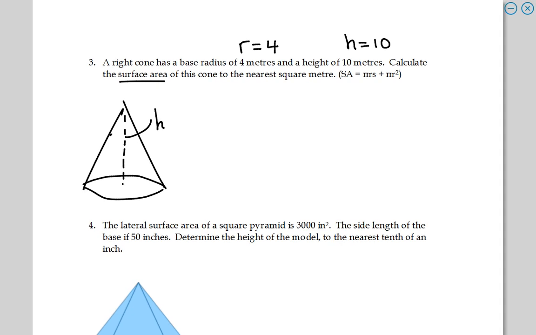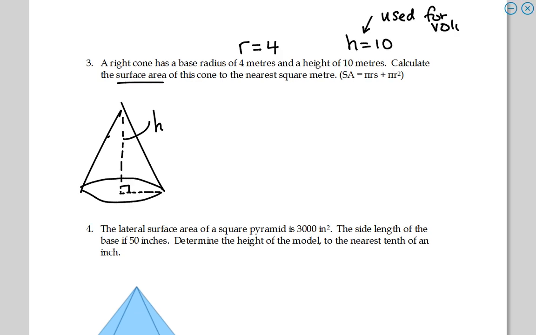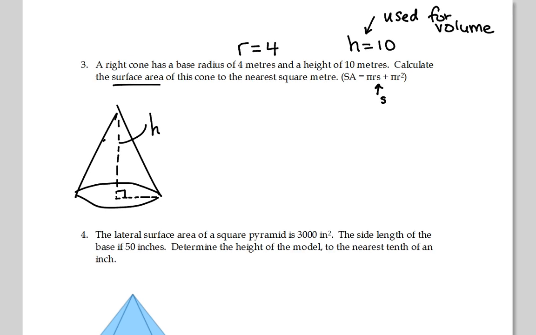this vertical height, which is 90 degrees to the base, that height is used for volume, not for surface area. Okay? This is used for volume, not surface area. If you look at the surface area formula, there's no H. There is an S, which stands for slant. So that slant has to be calculated, of course, using the Pythagorean theorem, which is that blue line, that hypotenuse.